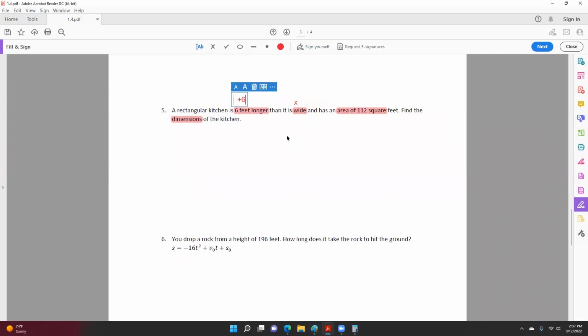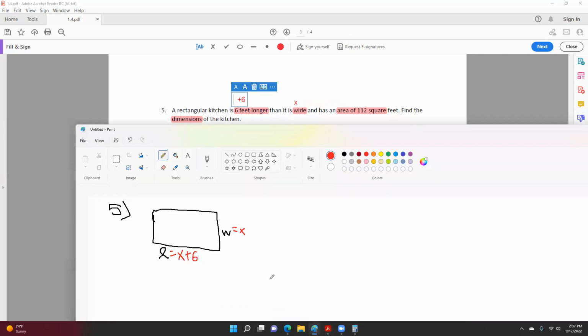So you have to figure out which one is X and which one is in terms of X. X always goes with the one that comes at the end, in this case your width. And your length is 6 feet longer, which means you add 6. Another way to see it: if your width is 2 feet, then your length will be 8, which is 6 feet longer than it. 6 plus 2 is 8.